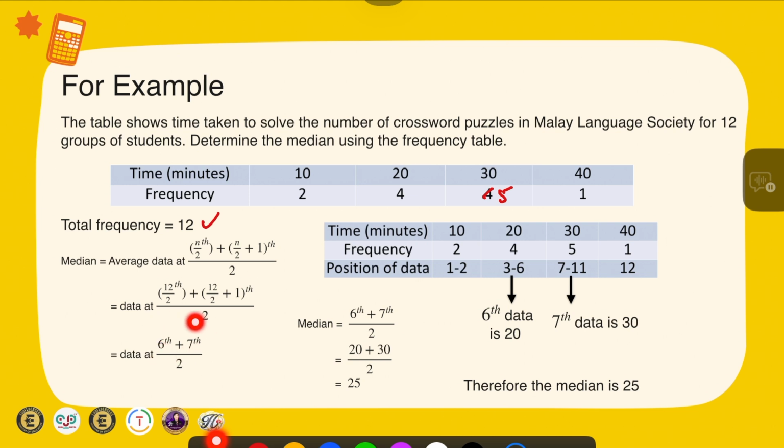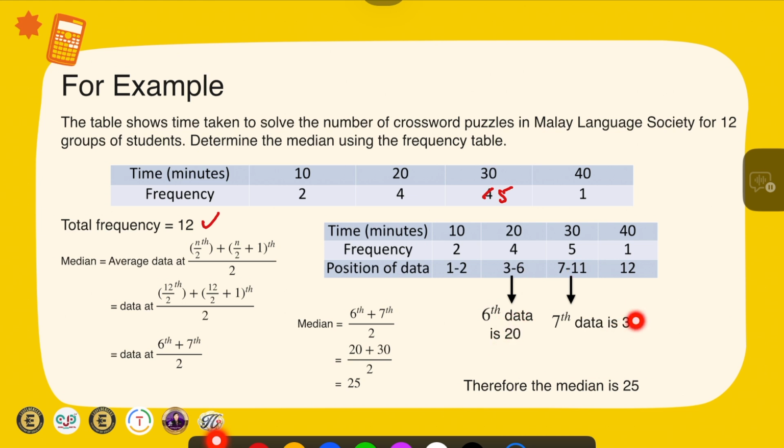So where are positions 6 and 7? When we have 2 frequency here, the position of data is 1 to 2. All right, when we come with 4 here, 2 plus 4 is 6, right? So from the third data until the 6th will be 20. All right, so the 6th data is 20. Then followed by 7 to 11, the positions 7 to 11. So the 7th is 30. Okay, so we don't want to see this one. This is 12, right? Okay, so we are only looking at positions 6 and 7. So the 6th is 20, the 7th data is 30.